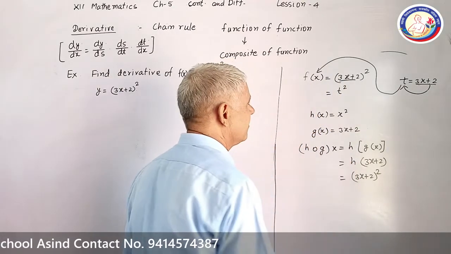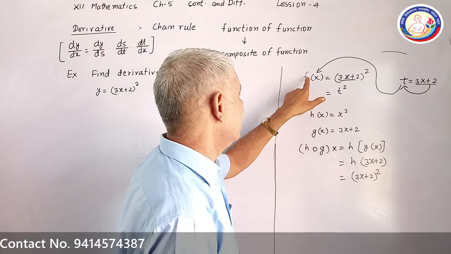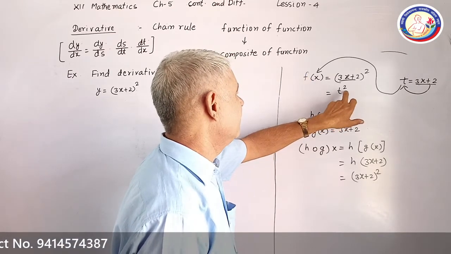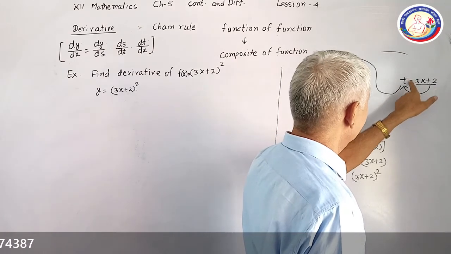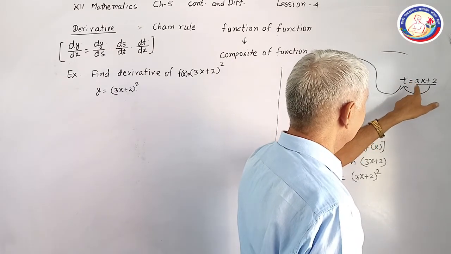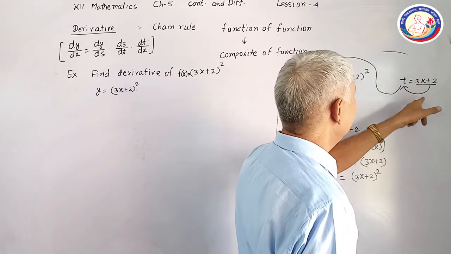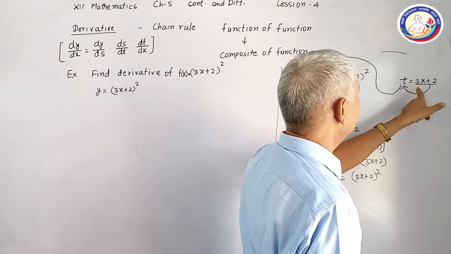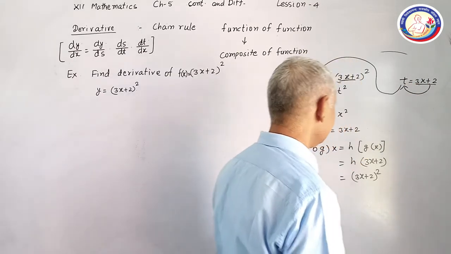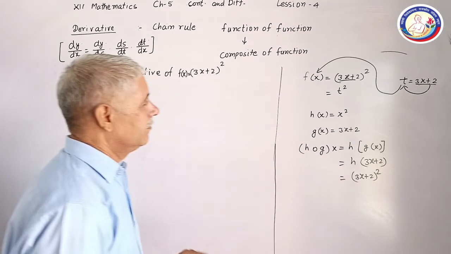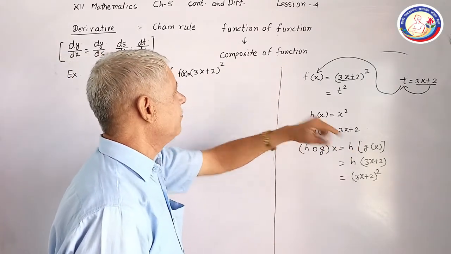It is t square. First of all, we will find the derivative of the function f with respect to t. And then this is a new function, and we will differentiate this t with respect to x, because this is a function of x. So by this, we introduce the chain rule.